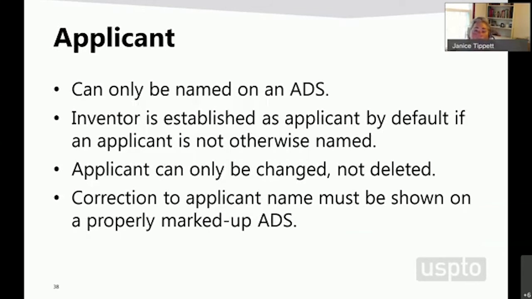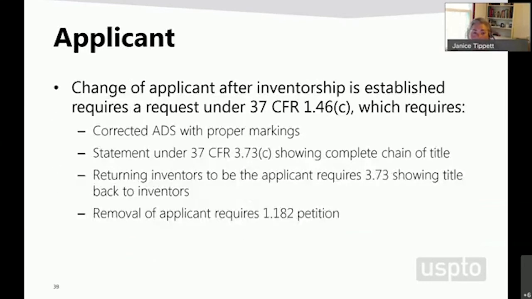Applicants can only be named on an ADS. The inventor is the applicant unless an applicant is named on the ADS. So if there's no applicant company, then the inventors automatically become the applicant. You don't have to enter that information in the applicant section. Applicants can only be changed, but they cannot be deleted completely. So you want to make sure that that information is accurate when you fill it out. A correction to the applicant name must be shown on a properly marked ADS.